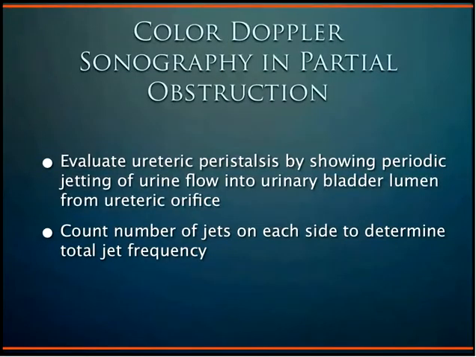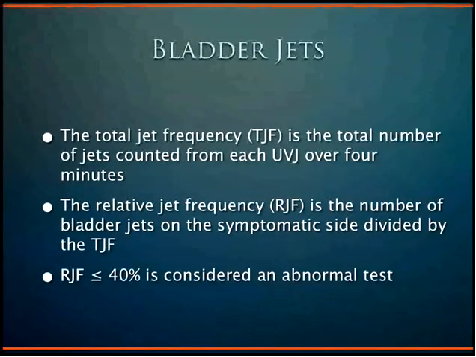Color Doppler can be used to evaluate for ureteric peristalsis by showing periodic jetting of urine flow into the urinary bladder lumen from the ureteric orifice. You count the number of jets on each side to determine the total jet frequency. So the total jet frequency is the total number of jets counted from each ureterovesical junction over a 4-minute period.